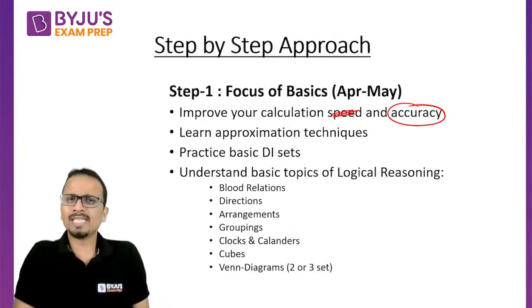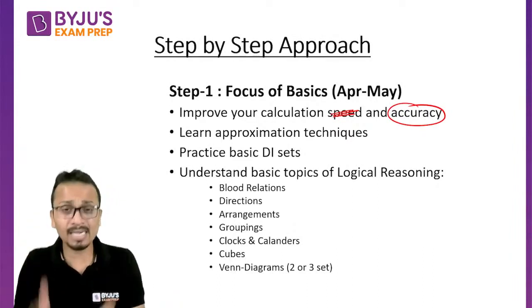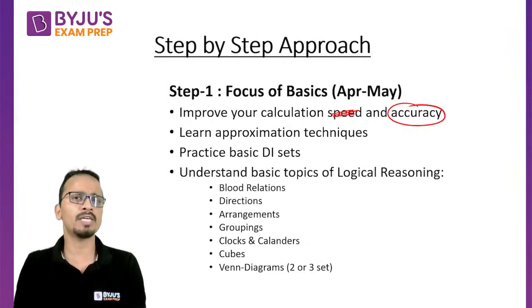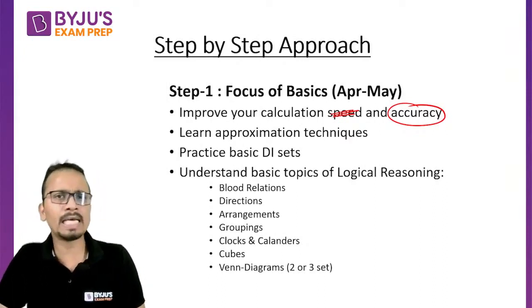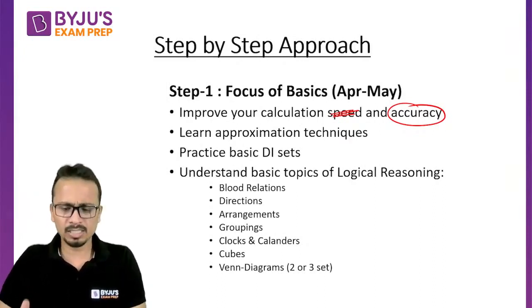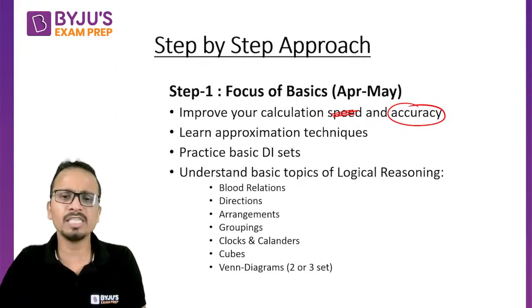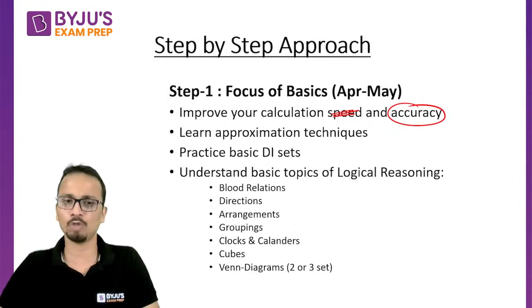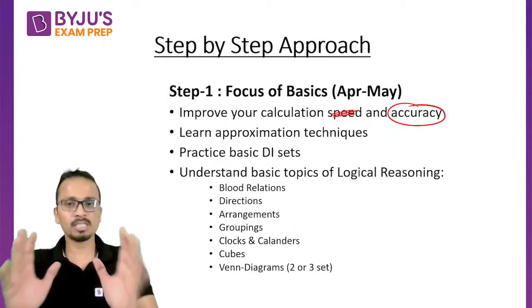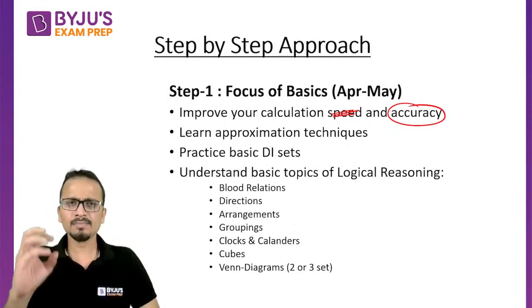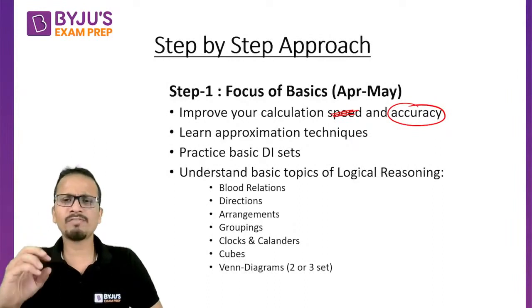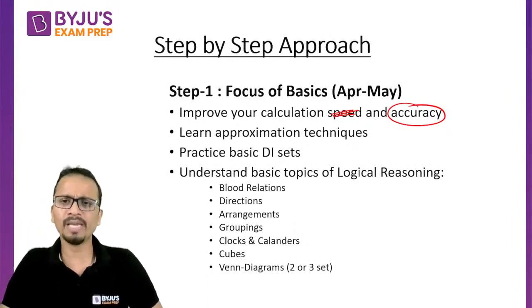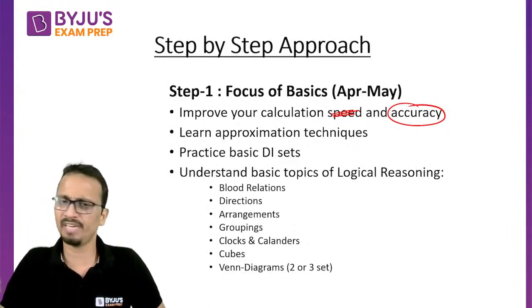Start with 2 set, it is very basic. Understand what a 2 set Venn diagram is, then move on to 3 set Venn diagram gradually, and build a mastery on 2 set and 3 set basic level Venn diagram questions. This is the first step, and you should be over with the first step up till 10th of May or maximum mid of May, 15th of May.